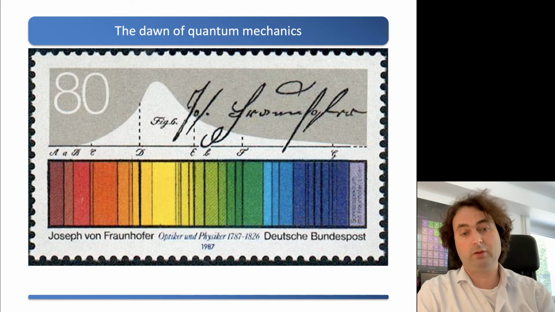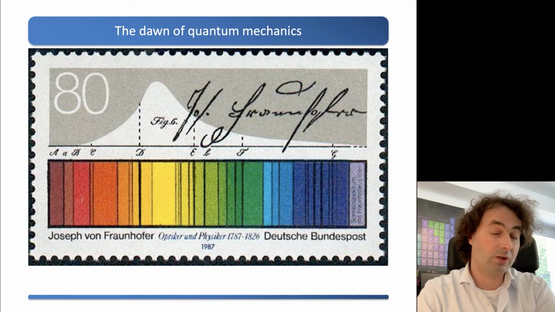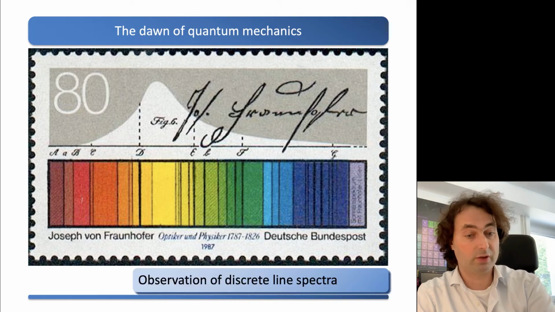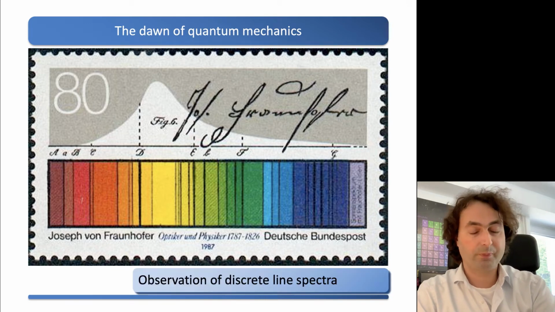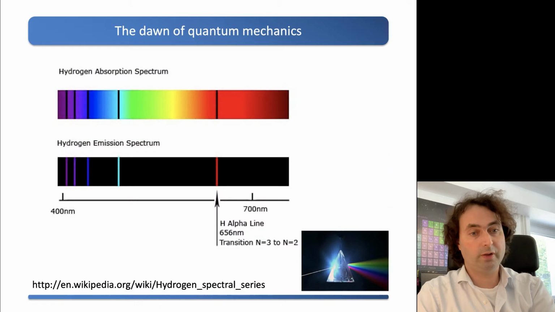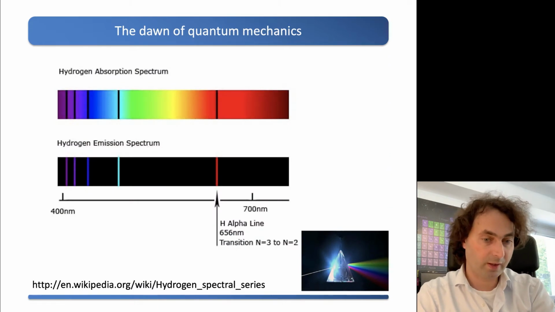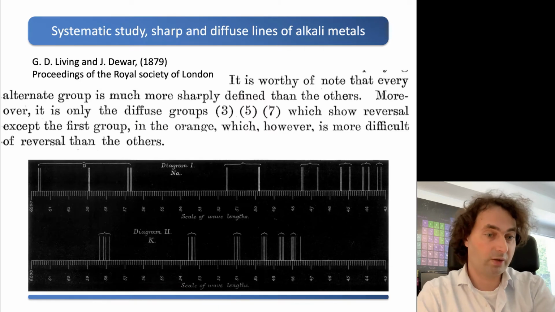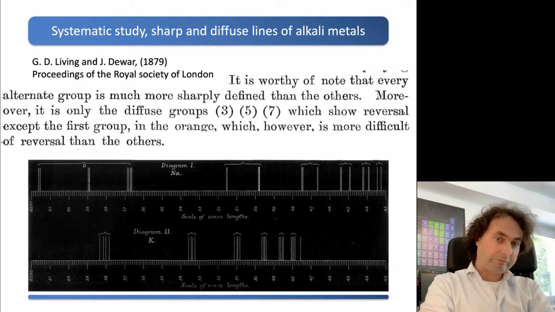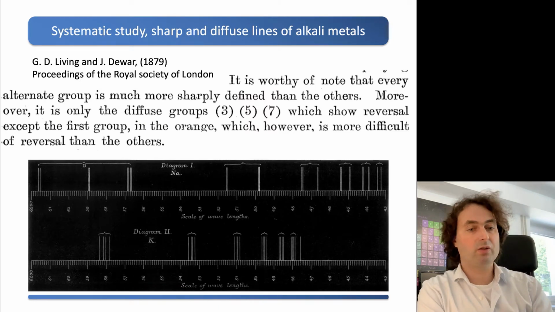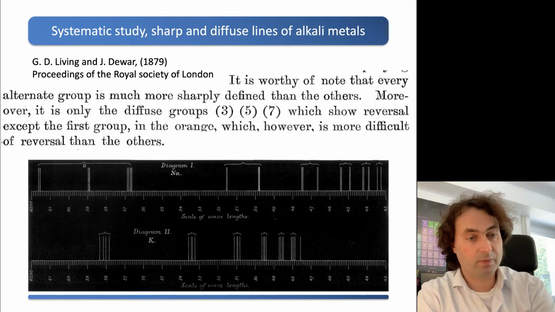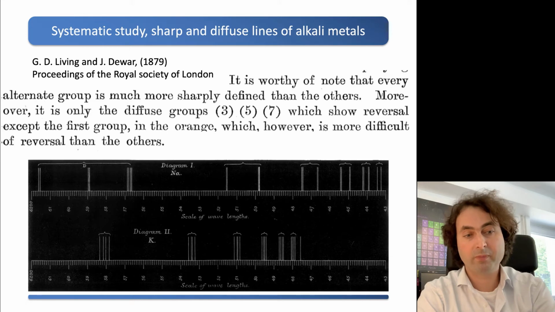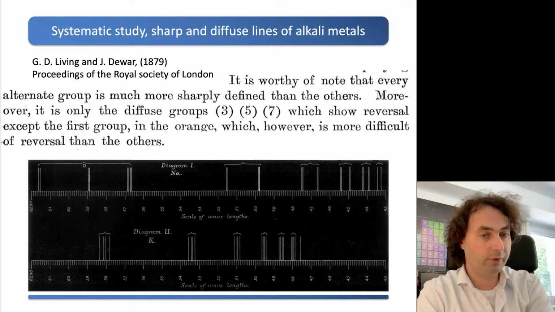And there are all kinds of relations between these sets of lines found during the 1800s, which then resulted in Schrodinger deriving his equations. So for hydrogen we have these beautiful series, and there actually is some systematics in these series. You'll find several spectral lines that are sharp, several spectral lines that are diffuse.